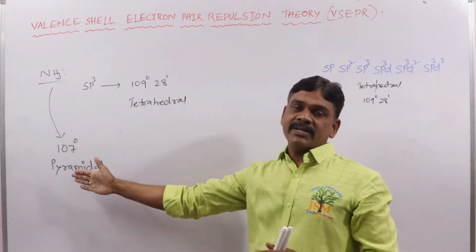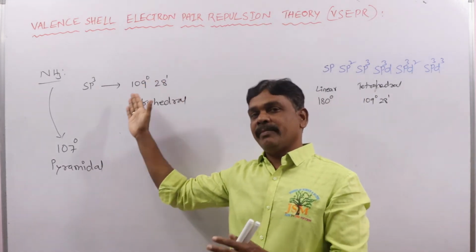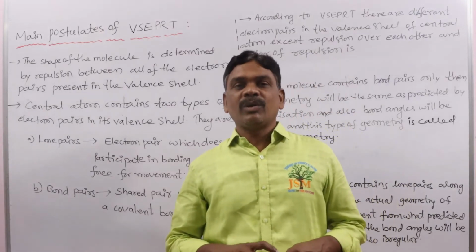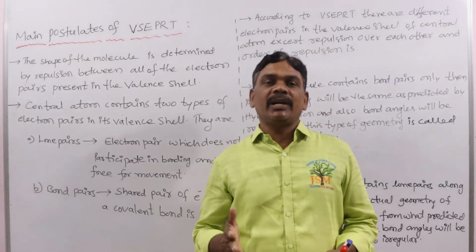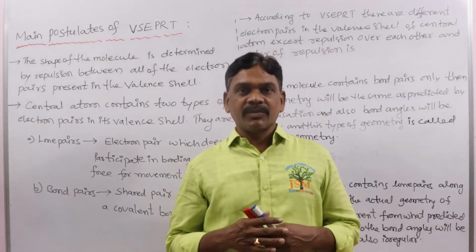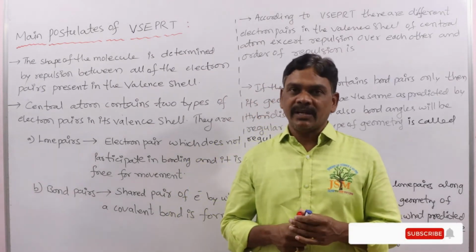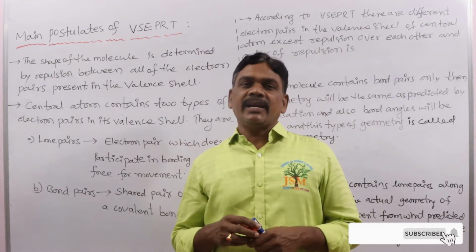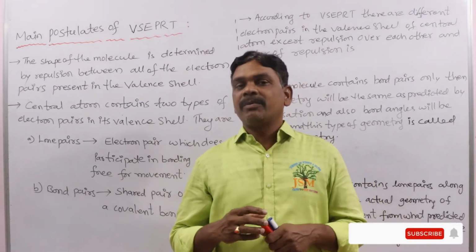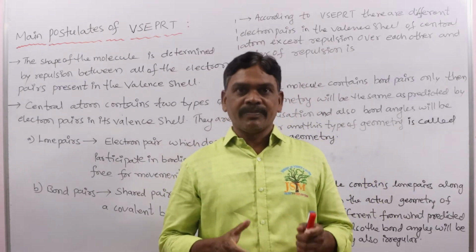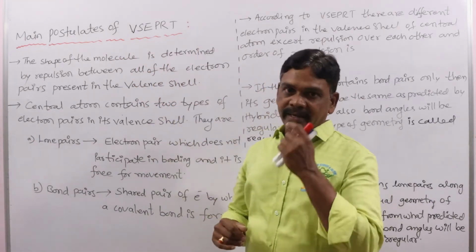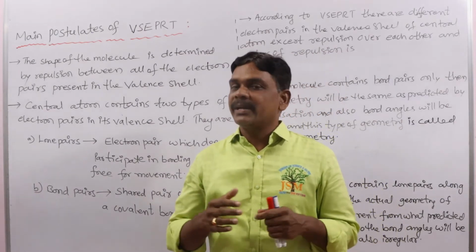So why are the deviations taking place from their regular geometries and bond angles? Just now we discussed that in some of the molecules there is a deviation in bond angle and geometries from their regular ones. To explain this, valence shell electron pair repulsion theory was proposed by Sidgwick and Powell and developed by Gillespie and Nyholm. According to them, the main postulates of VSEPR, that is valence shell electron pair repulsion theory.